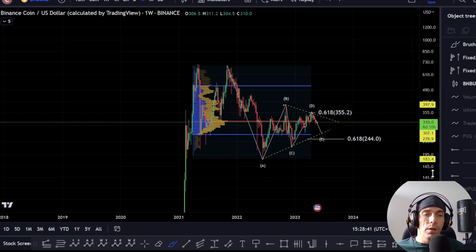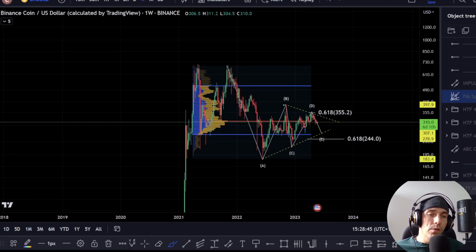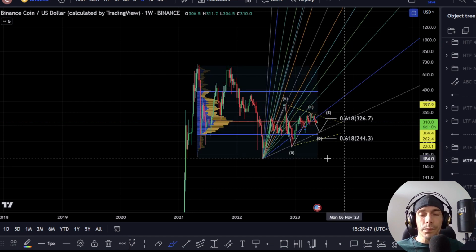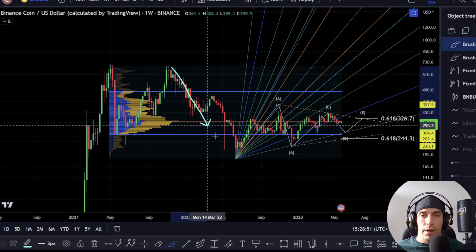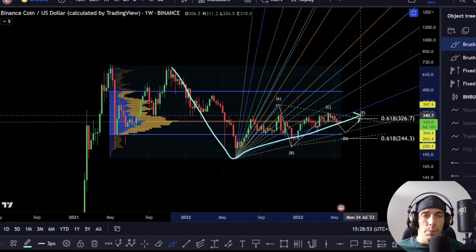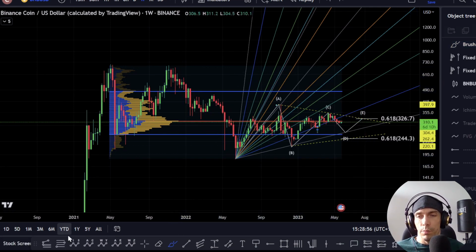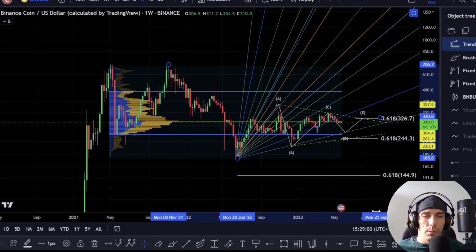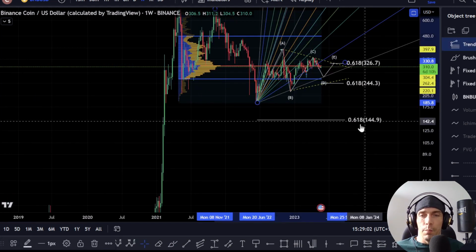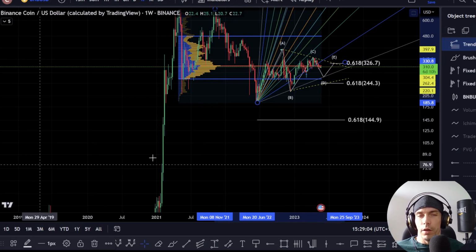Now, the other way that we can talk about this, so I want to talk about the triangle possibility. There is also the possibility within this that this could actually be a triangle in the other way, where what we have is this is an A wave, this is a B wave triangle, and then we actually look to break down one more time. Now, if that's the case, what we would potentially be looking for would be a push to the downside after this triangle completes.